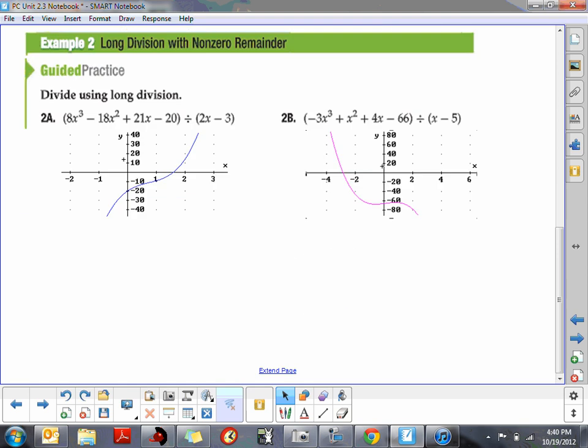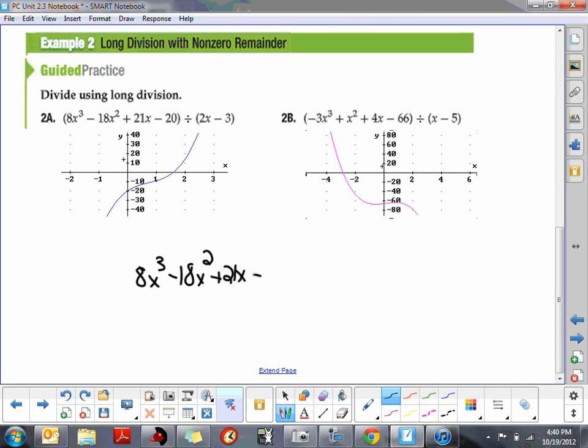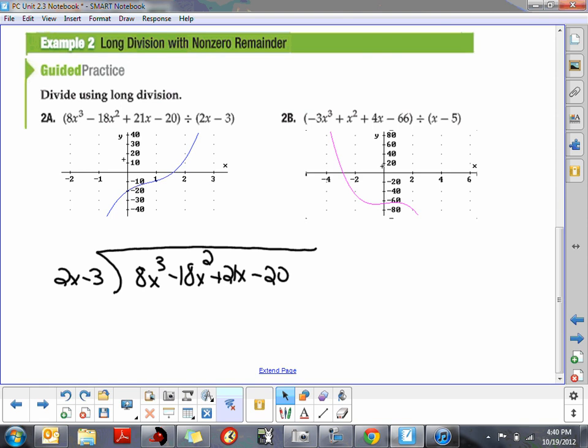So we're going to extend the page, and we're going to try our long division. 8x cubed minus 18x squared plus 21x minus 20. We want to divide that by 2x minus 3. So this is the meat and potatoes right here. This is what they're wanting us to try to do. Learn how to do long division.